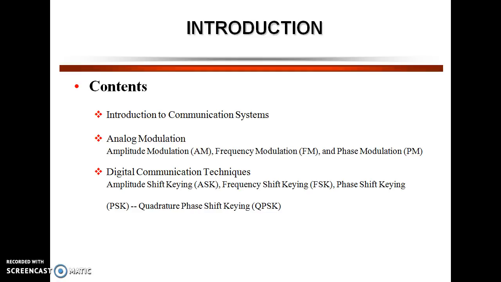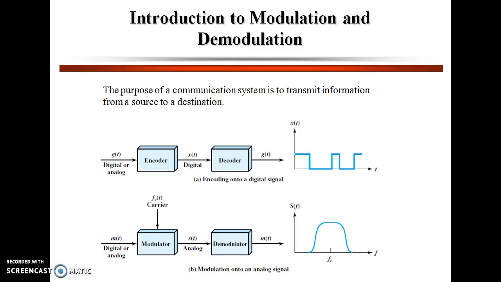The contents are Introduction to Communication Systems, that is, the basic two types: analog modulation and digital modulation techniques. Under analog modulation, the basic three types are amplitude modulation, frequency modulation and phase modulation. Under digital communication systems, amplitude shift keying, frequency shift keying and phase shift keying. Actually the other types are phase quadrature modulation, that is QPSK, quadrature phase shift keying. But we'll see the basic types today only.